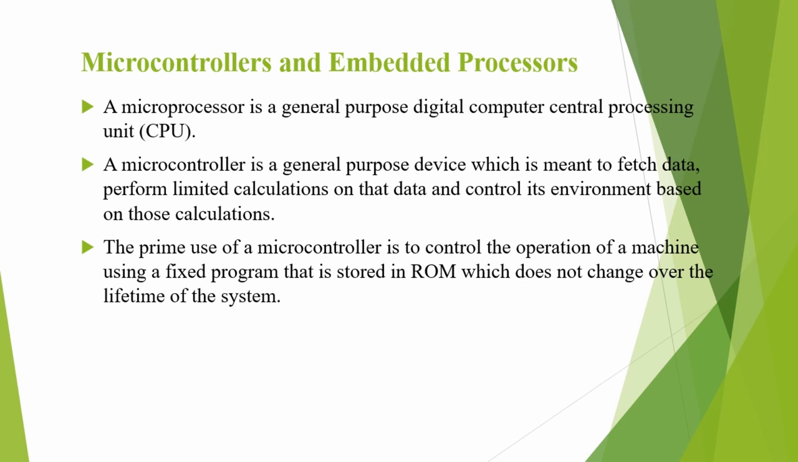Next is microcontrollers and embedded processors. A microprocessor is a general purpose digital computer's central processing unit, whereas a microcontroller is a special purpose device. It is meant to fetch data, perform limited calculations on that data, and control its environment based on those calculations. The primary use of a microcontroller is to control the operation of a machine using a fixed program stored in the ROM, which doesn't change over the lifetime of the system.